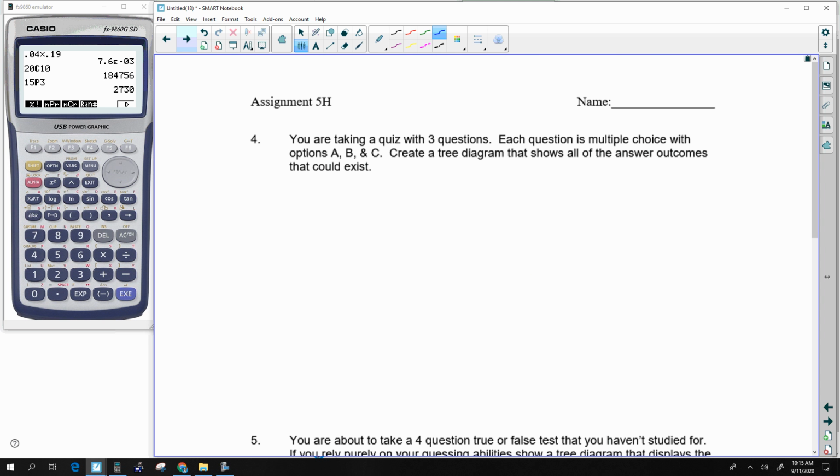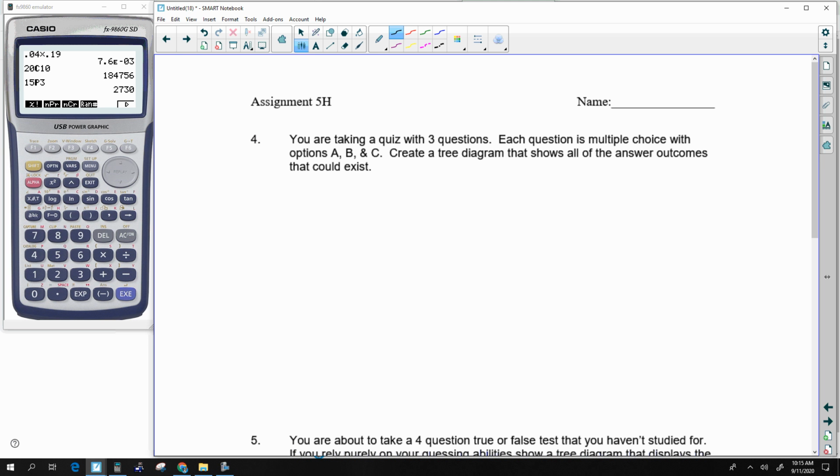On to tree diagrams. There's 3 questions. Each question is multiple choice with options A, B, and C. Create a tree diagram that shows all of the correct outcomes. Again, your first choice isn't doing question 1, question 2, question 3. That would be incorrect. Again, you have to see how many options do I have.